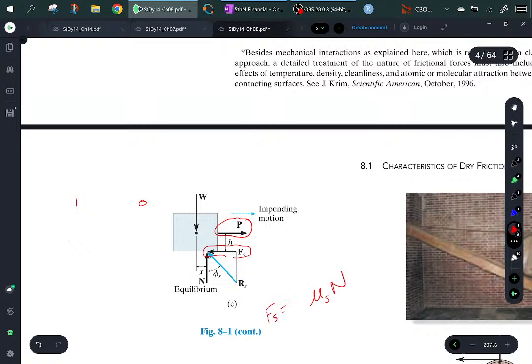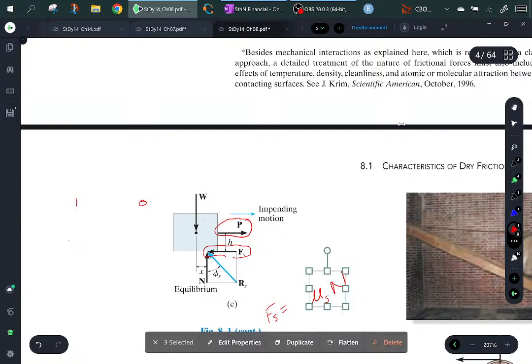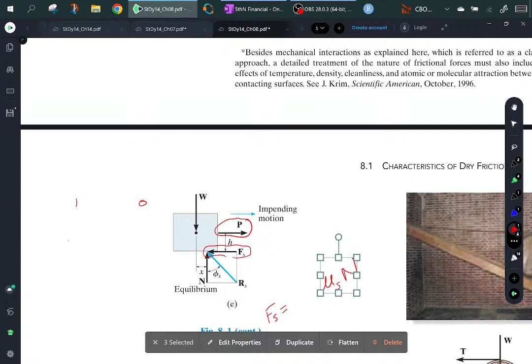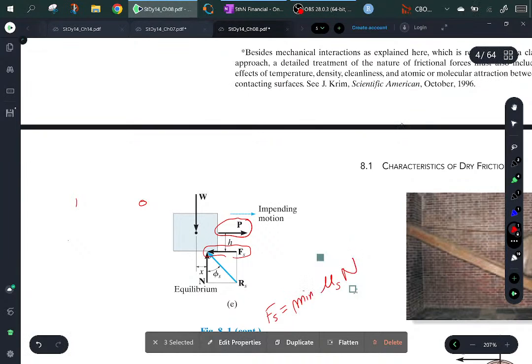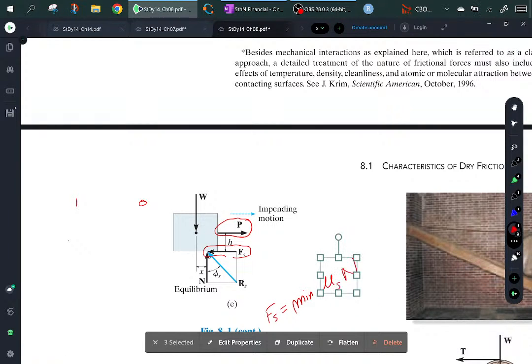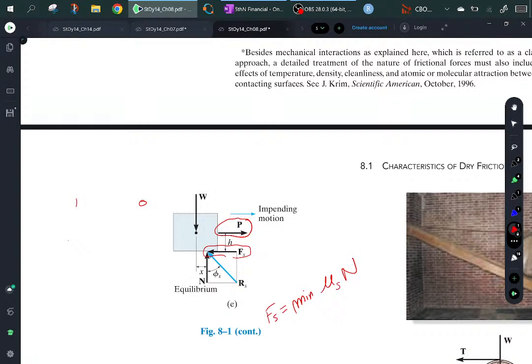Fs is equal to, and I should move that over. I don't know if I can here. It should be written as the minimum of, oh wow, I don't know what I did there. Okay, let's hit the escape key. Minimum of this, or P.